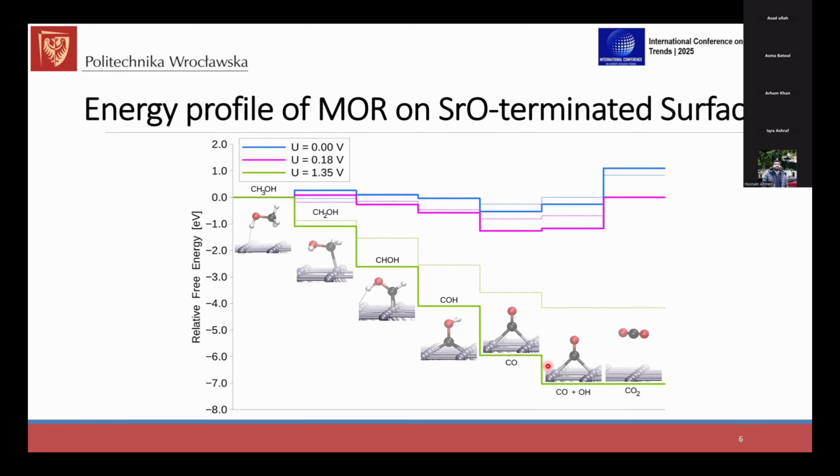So in this case, the overall potential is 1.17 volt, and the onset potential is calculated, which is 1.35 volt. So, which is substantially worse than the TiO2 terminated, highlighting how the SrO terminating extensively stabilizes the carbon monoxide and hinders the formation of the carbon dioxide.